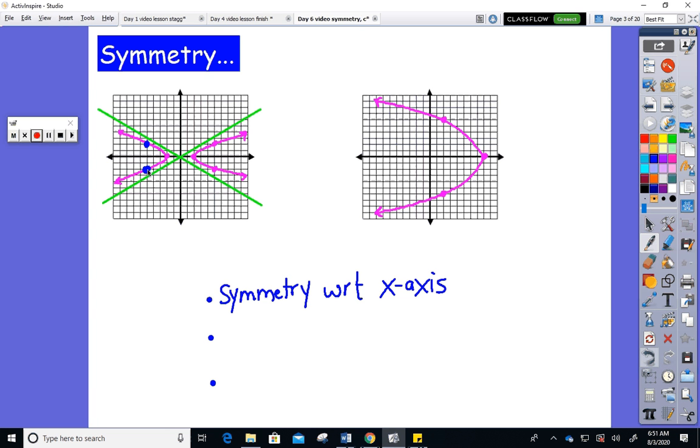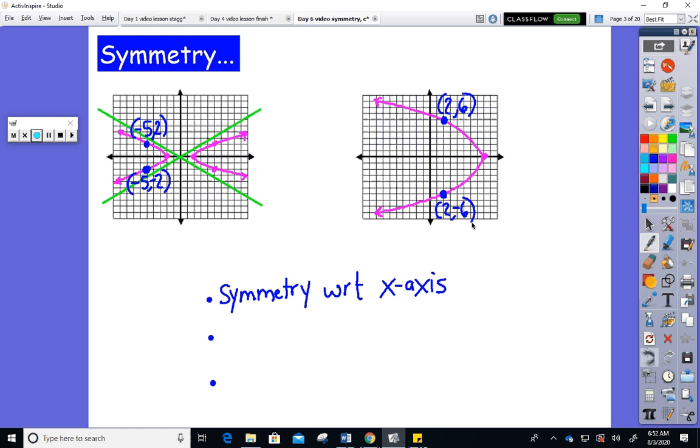So 1, 2, 3, 4, 5. So it looks like this one's at negative 5, 2, and this one's at negative 5, negative 2. And so on the second graph, I'll pick these two pink points and make them blue. So 1, 2, 1, 2, 3, 4, 5, 6. So this is (2, 6). And this is (2, negative 6).